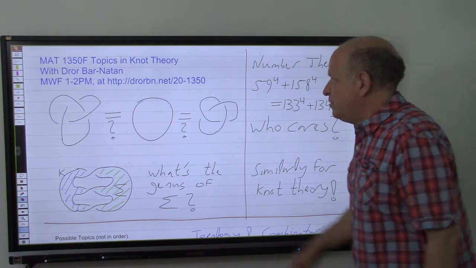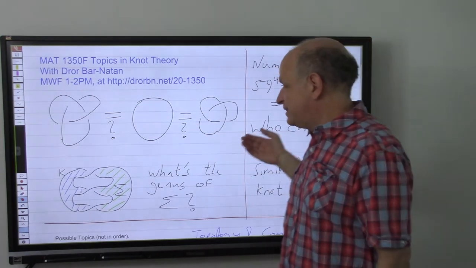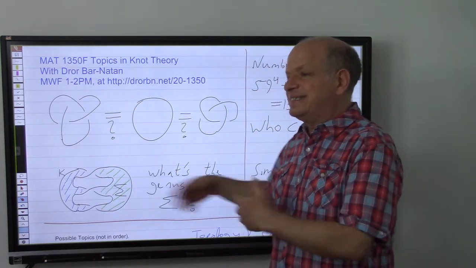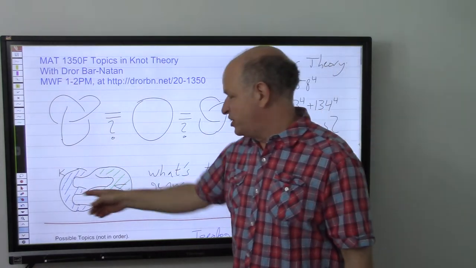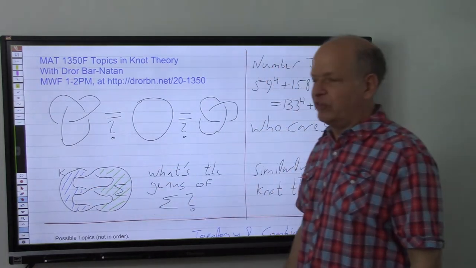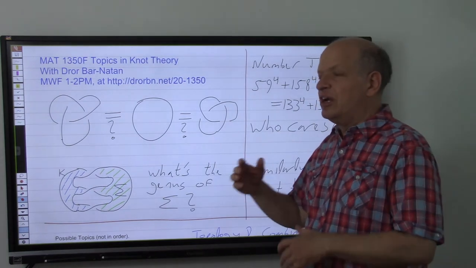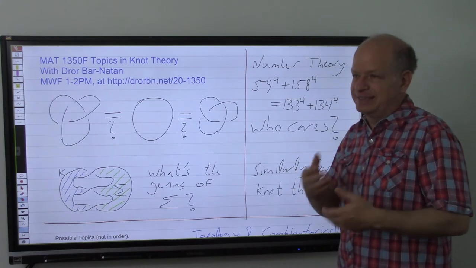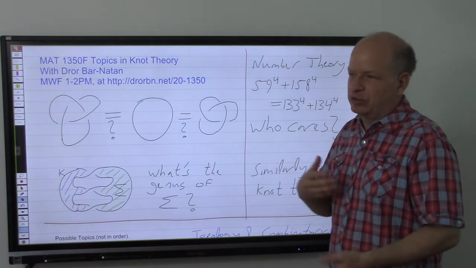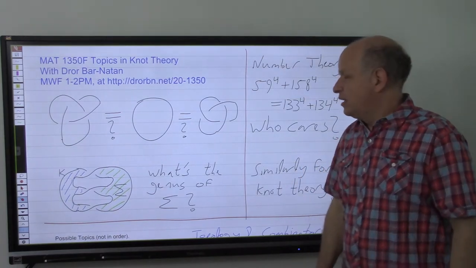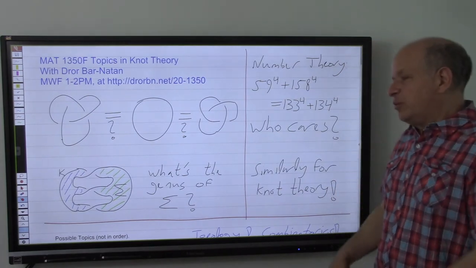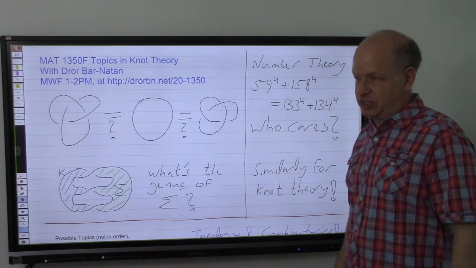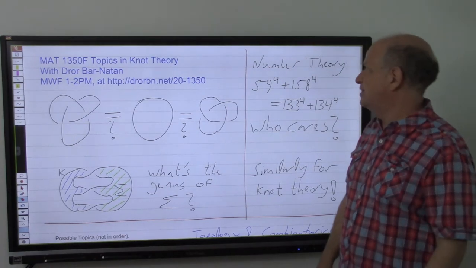Anyway, so whether knots are the same, and then another question is whether a given knot is the boundary of a surface, and here is an example of a knot which is the boundary of a surface, and then what's the genus of that surface, and then there are various other questions about knots. And so we will learn all sorts of ways to answer these questions, and we will also learn what the questions are.